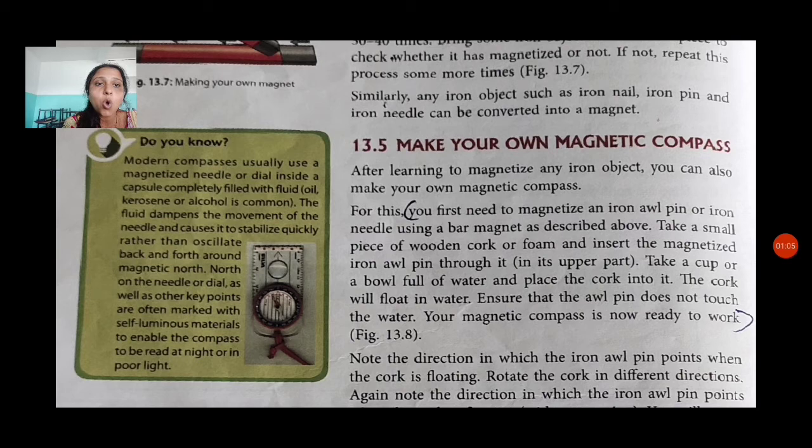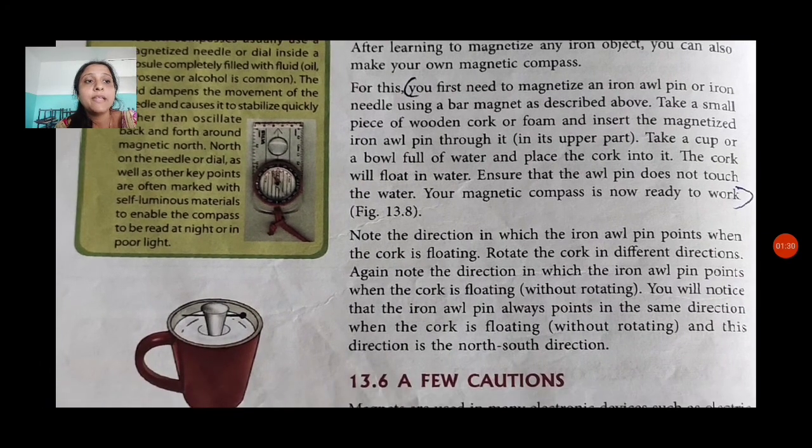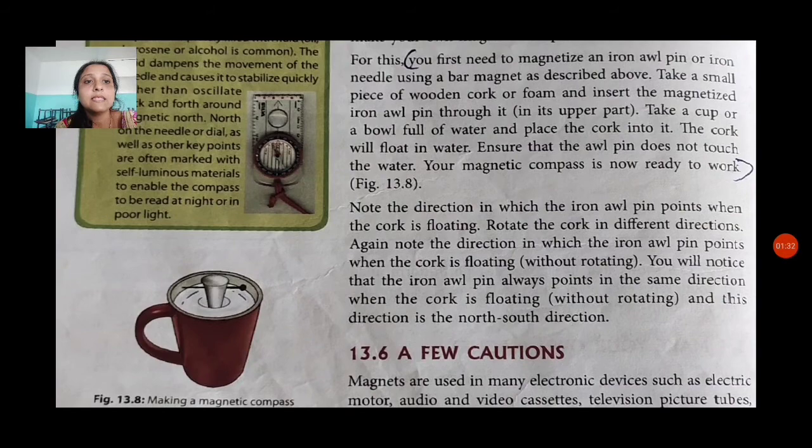Take a cup or a bowl full of water and place the cork into it. The cork will float in water. Ensure that the iron pin does not touch the water. Your magnetic compass is now ready to work. Note the direction in which the iron pin points when the cork is floating.